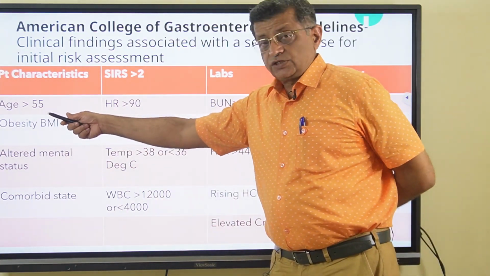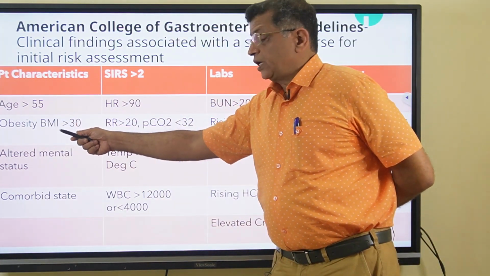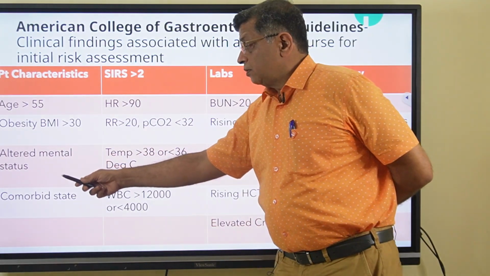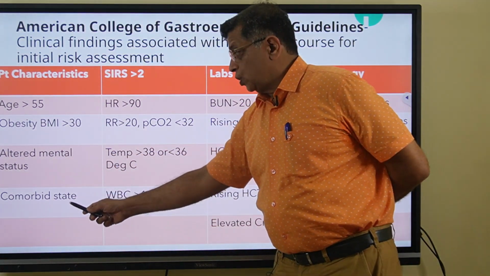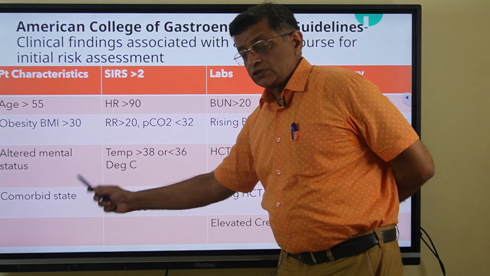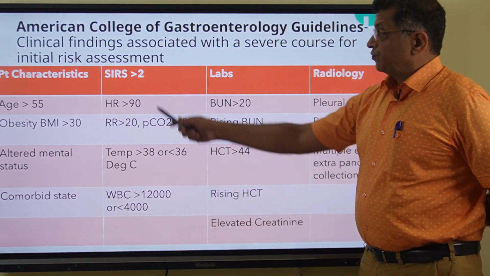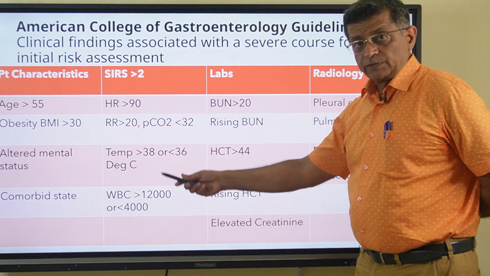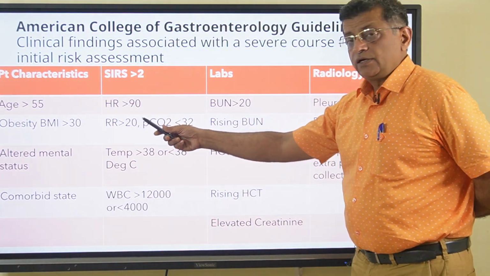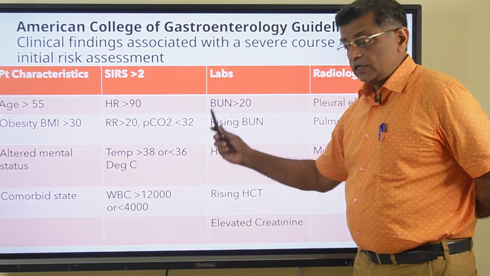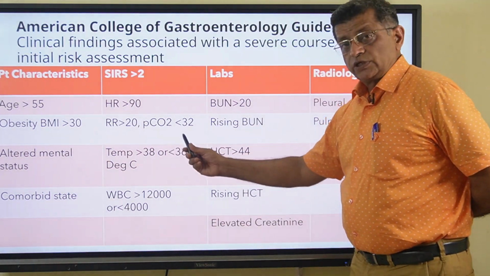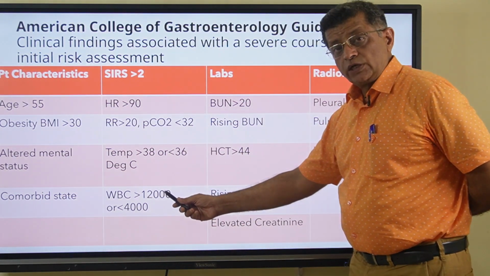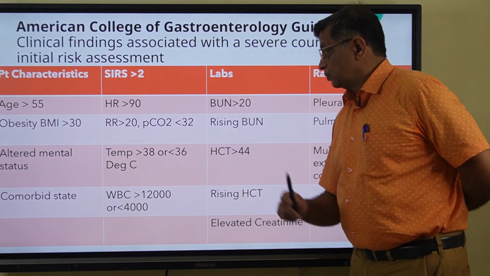For example, if age is more than 55, the patient has a BMI of more than 30, the patient has altered mental status, or there is a comorbid state like diabetes or heart problem. If the patient has SIRS, more than 2 criteria, we have already discussed this multiple times: heart rate more than 90, RR more than 30 or PCO2 less than 32, temperature more than 38 or less than 36, or WBC more than 12,000 or less than 4,000.